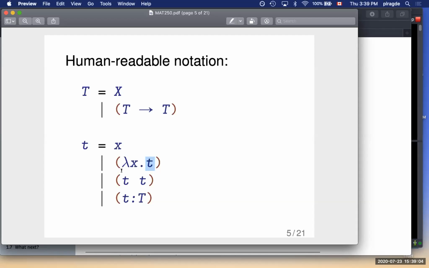So lambda x dot x is a T. It's a term. But also lambda x dot lambda y dot x applied to y is a more complicated term that I've gotten just by applying these rules to describe it.